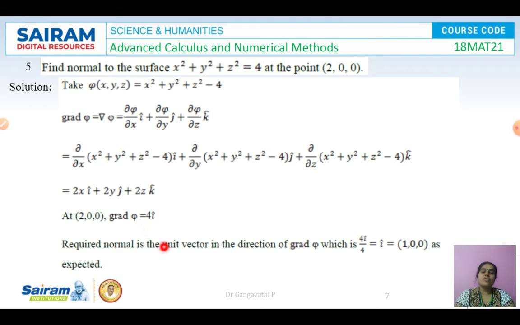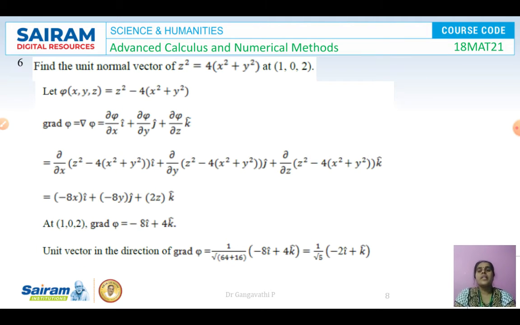But it has asked us to find the unit normal vector. So the unit normal vector in the direction of grad phi is 4i, that is, the vector divided by the modulus of the vector. The modulus of the vector is 4 again, because only the i component is present. So that is i, that is (1, 0, 0) as expected. Unit normal vector means the magnitude of that vector should be equal to 1. So we have got the answer as 1 here.